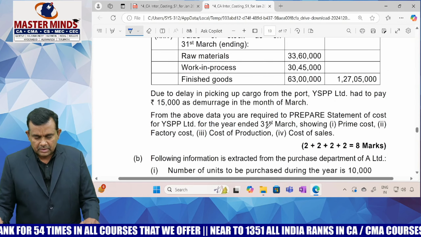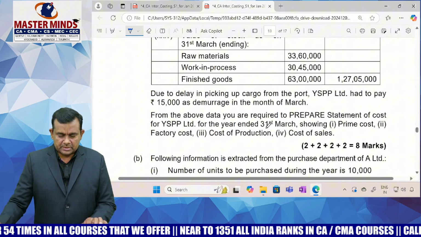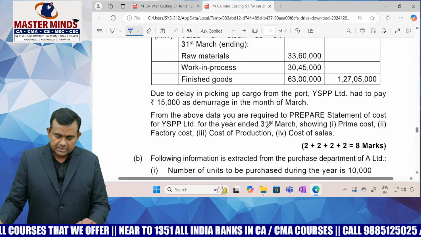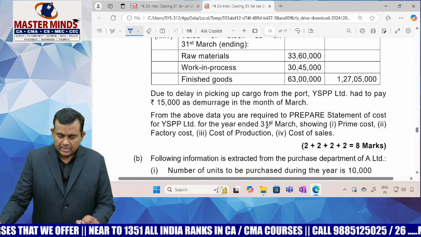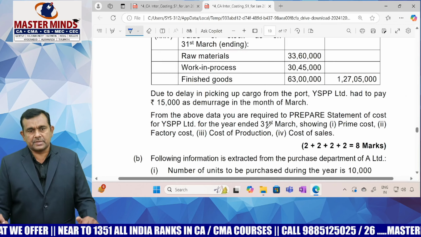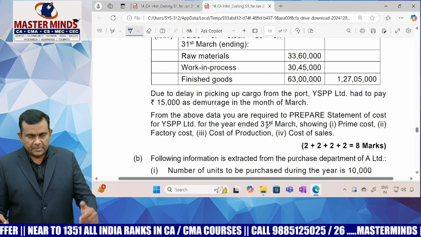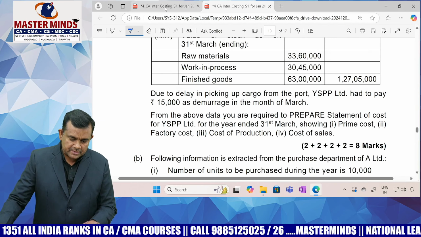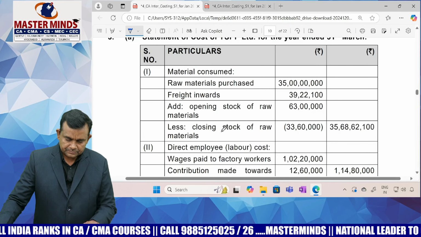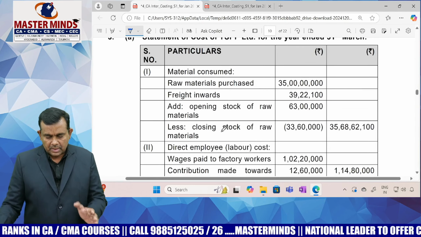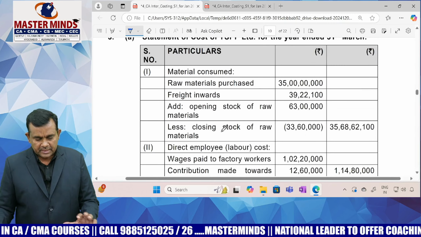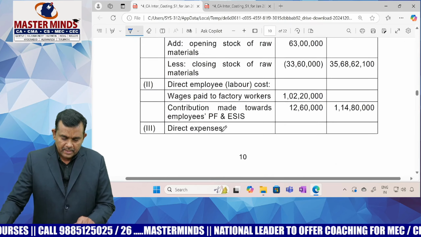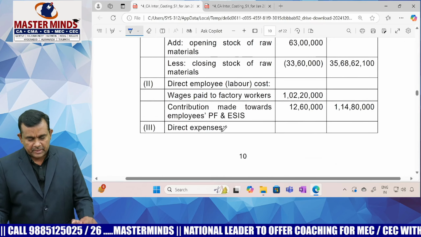From the above data, you are required to prepare a statement of cost for YSPP Limited for the year ended 31st March, showing prime cost, factory cost, cost of production, cost of sales. So please collect the elements one by one. So see the solution, sir. Here, material consumed: raw material purchased, plus freight inwards, then adjust the inventory levels of raw materials, and we get the direct material consumed. Next, direct employee cost, wages paid to factory workers.